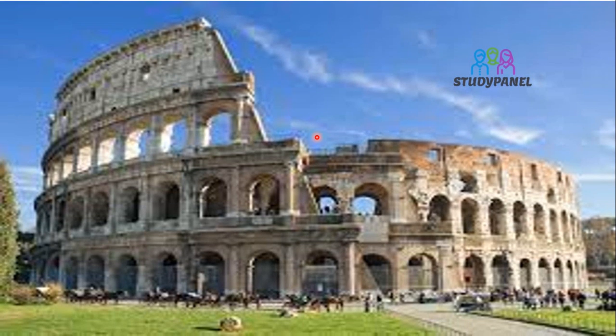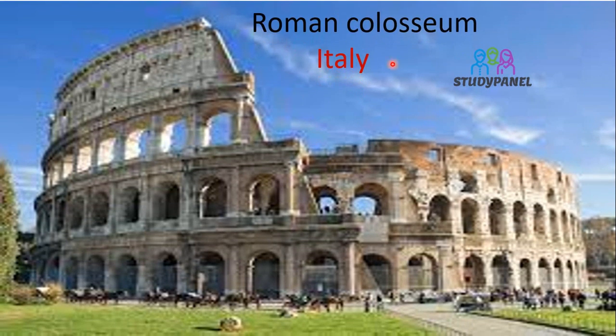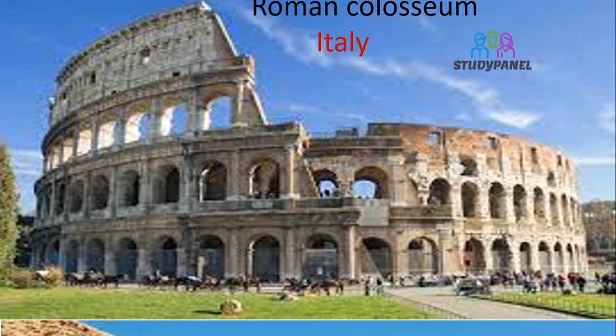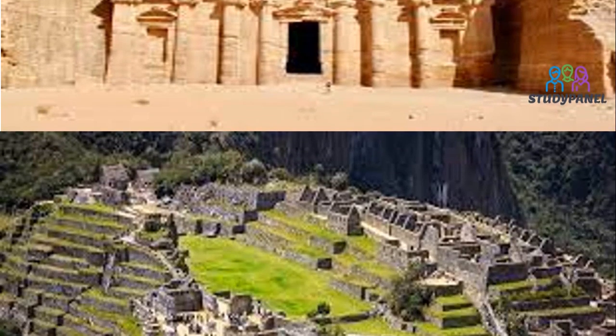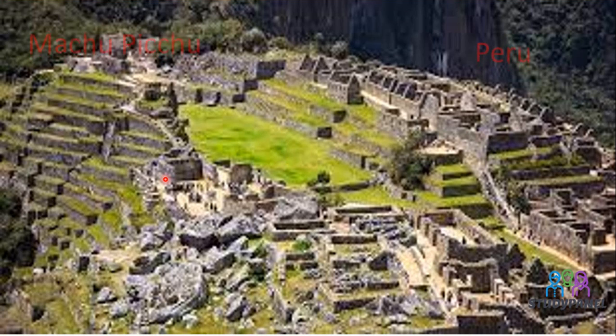The third one, this is Roman Colosseum. It is situated in Italy. The next one is Petra, which is situated in Jordan. This one is Machu Picchu. It is situated in Peru.